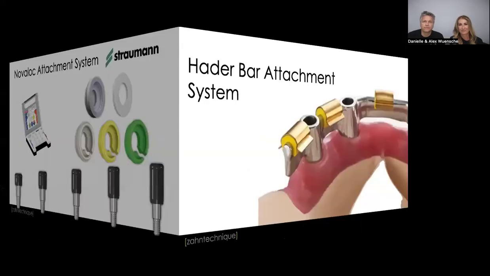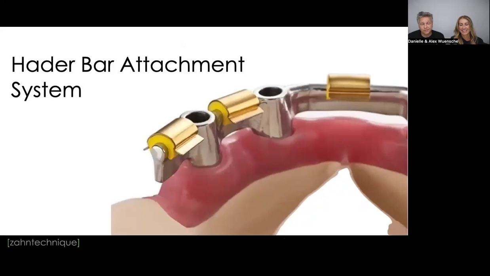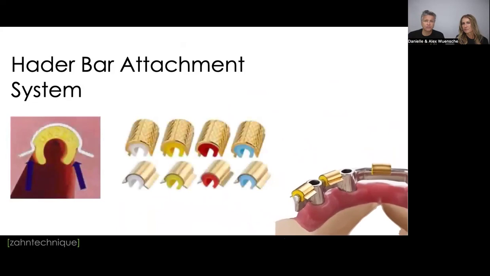Which is pretty cool. And then the Hader bar attachment system, I think that's something very traditional, it goes back 30, 40 years. And it is a very well working system on a Hader bar retained overdenture. It has its little tricks to it, its ups and downs, especially in the process on the lab side and the longevity. What I like about the system is that it's very simple. You can make a simple bar. We can click an overdenture on and off pretty easily. We can easily change out these inserts.